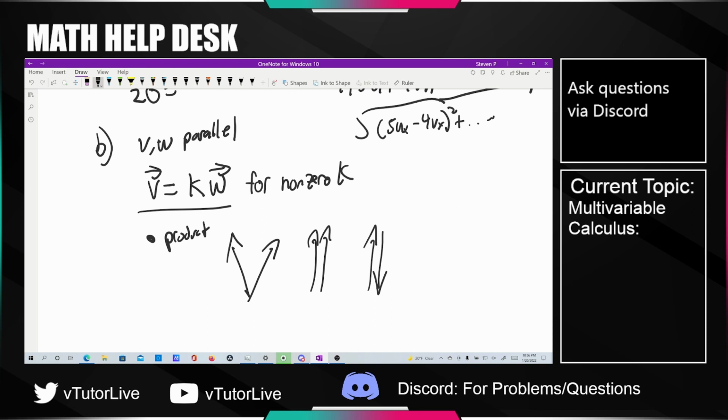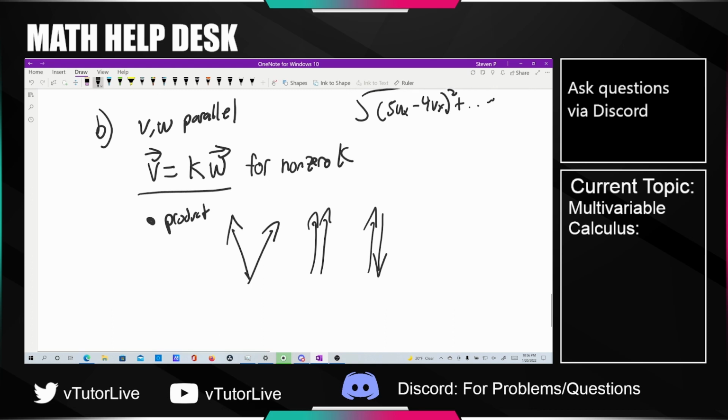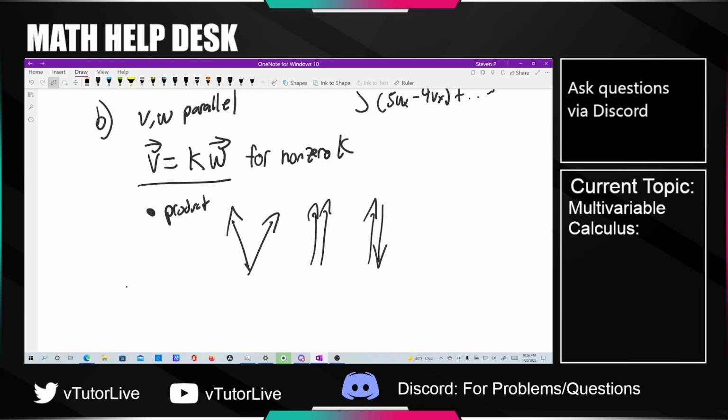Well, if they're parallel, that means they have everything in common. Right? So express that using an equal sign. I think that's a productive direction to go down.